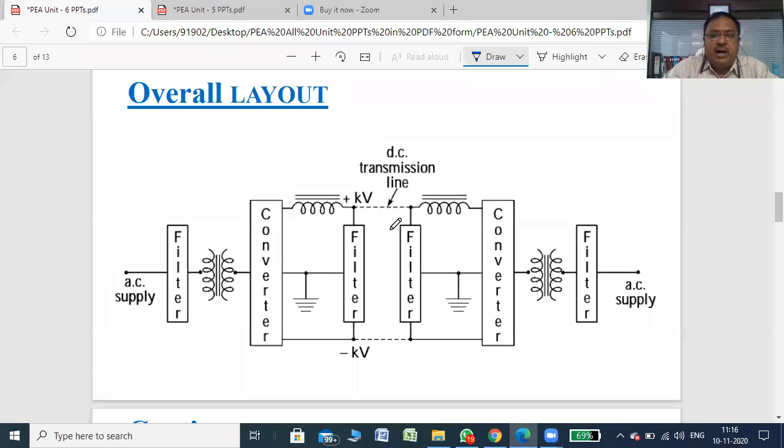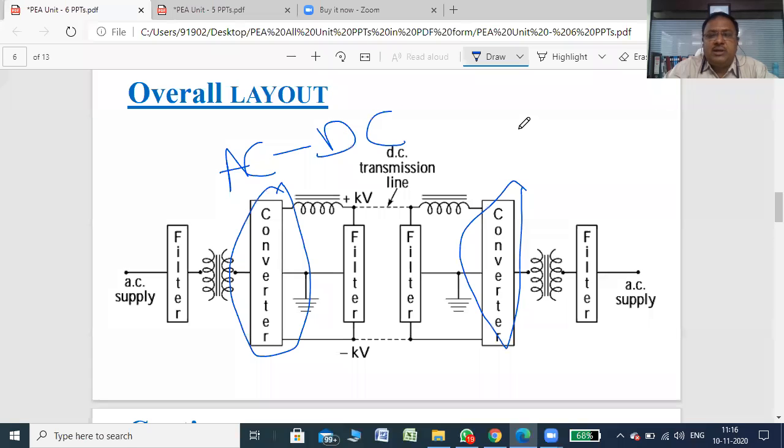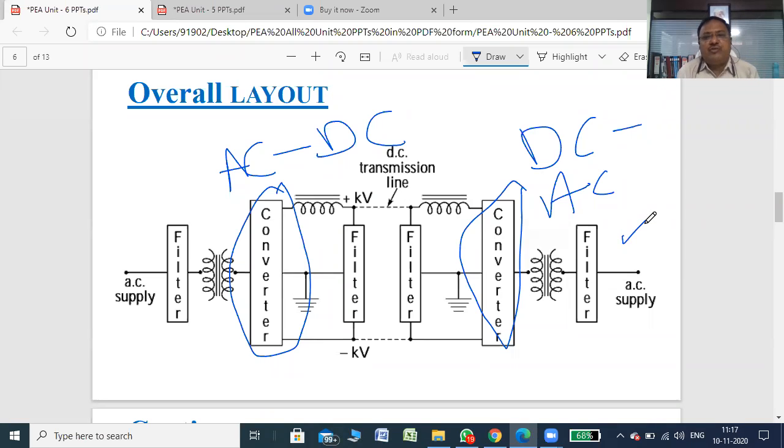Then at the other end, there will be a filter circuit which removes the EMI interference added in the DC voltage. Then again a converter. This is a DC to AC converter, and the first one is the AC to DC converter. And again a transformer and again a filter, so you will get AC again. The main cost is the cost of the inverter circuits, the AC to DC converters and DC to AC converters. We will see the detailed part in the next lecture.